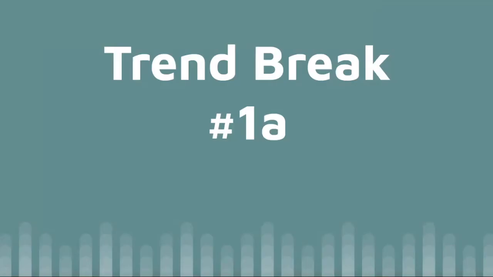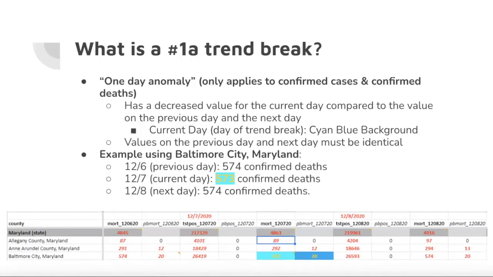Okay, trend break 1A, a one-day anomaly with a decrease. One-day anomalies only apply to confirmed cases and confirmed deaths. They never apply to probable cases or probable deaths. Trend break 1A is a one-day anomaly with a decrease, and this is when there is a decreased value for the current day when compared to the values of the previous day and the next day. For it to be a one-day anomaly, the values of the previous day and the next day must be identical.